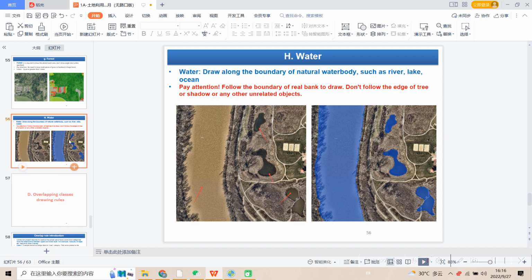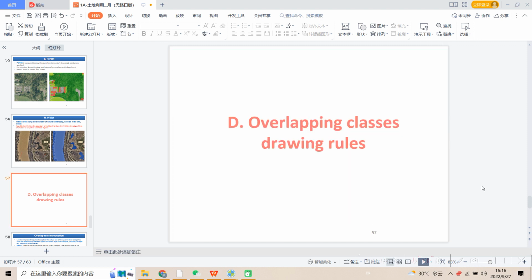Last one is the water. For water, we need to draw along the boundary of the natural water body, such as a river, lake, or ocean. Just pay attention to follow the boundary of the real bank, and don't follow the edge of trees or shadow or any other unrelated object that is on the water. When it's blocked, make a reasonable guess to draw the shape of the water reasonably and beautifully. So that's all for the drawing rules for the Landcover category.